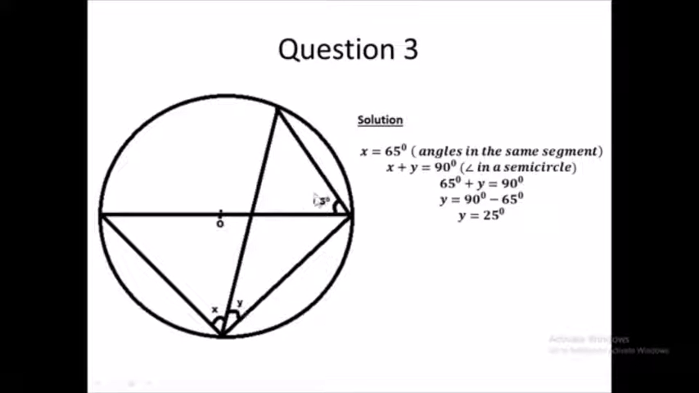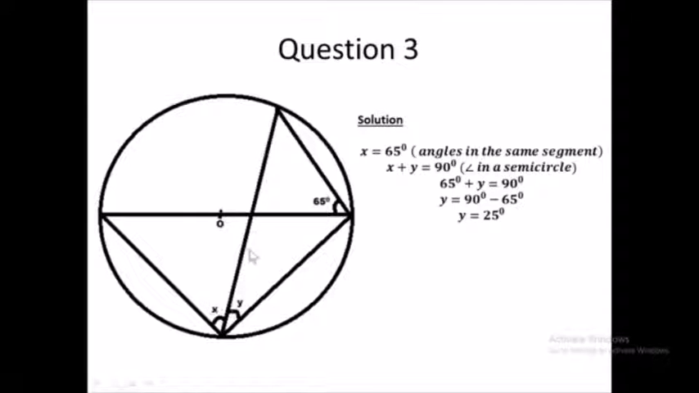Then you can see the relationship between this angle 65 given to us and this angle x. If you look closely, you discover that they are in the same segment. Then, look at this line here that passes through the center of the circle. That's a diameter. And look at the line that is joined to this chord and this chord joined to it.